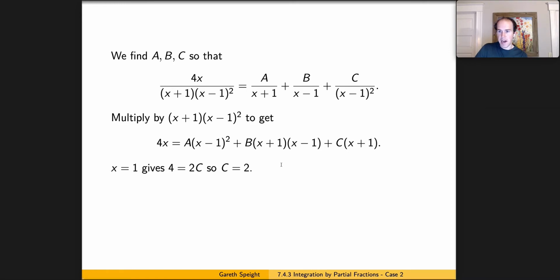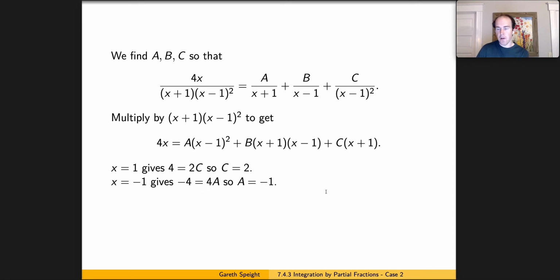And next we said that subbing in x equals minus 1 will be good to make some terms disappear, so let's do that. If we sub in x equals minus 1, we get minus 4 on the left. And then we have a times minus 2 squared, which is 4, so we get 4a. And then we get 0, and we get 0. So minus 4 equals 4a, so a equals minus 1.